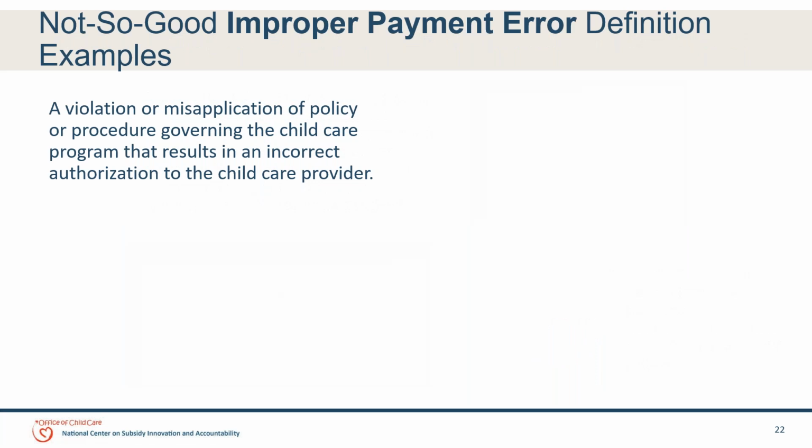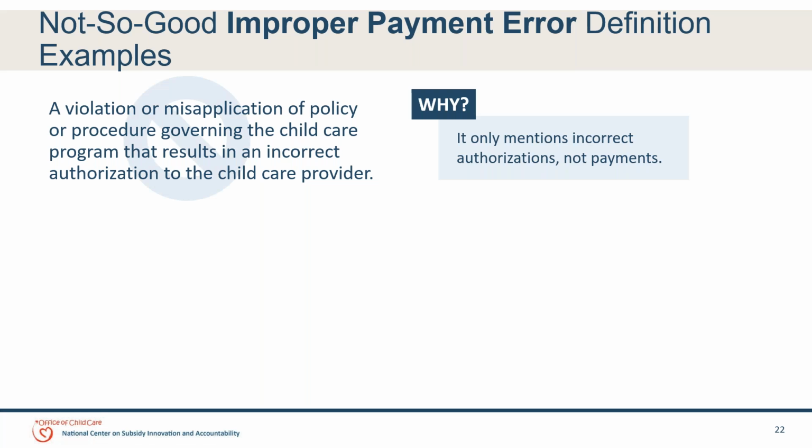Sticking with improper payment error definitions, in this slide I'll show some examples of definitions that would not work. So in the top left, we have a violation or misapplication of policy or procedure governing the child care program that results in an incorrect authorization to the child care provider. So why isn't this a good definition? It's because of that last clause there where it mentions authorization. We're interested in incorrect payments, not just authorizations. So actually, if we took this definition and changed the word authorization to payment, then it would be an acceptable definition.